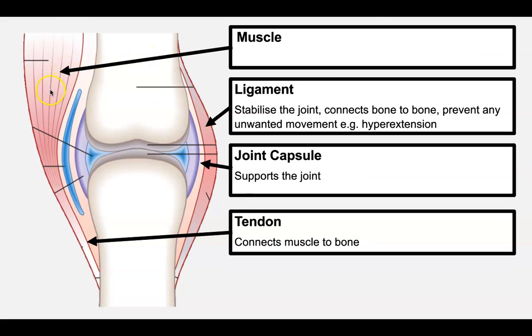Synovial membrane, this releases synovial fluid. Then we have muscle. Ligaments, usually in a picture they're white. It's a bit annoying that this picture's pink. They're usually white because they're not very vascular, they don't have a massive blood supply. Ligaments stabilise the joint, connect bone to bone, prevent any unwanted movement, e.g. hyperextension. Got the joint capsule, which supports the joint, and then finally a tendon, which connects muscle to bone. Tendon to two things, muscle to bone.